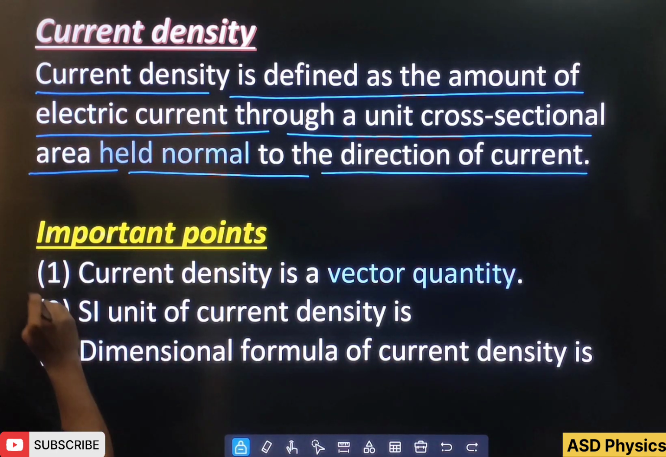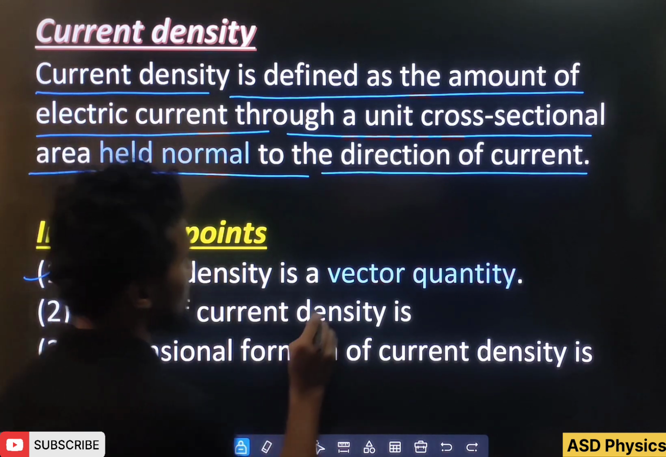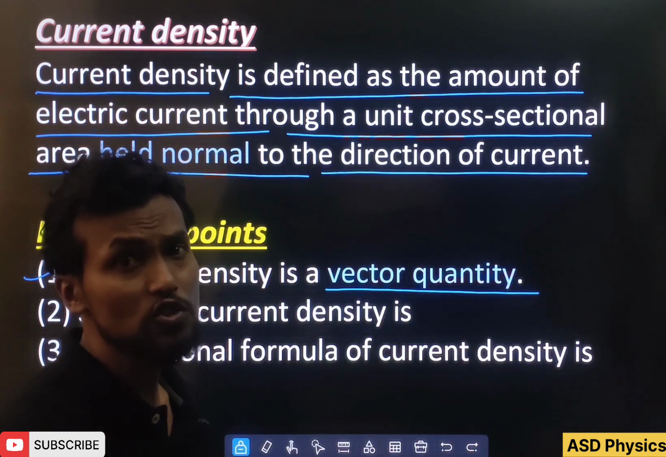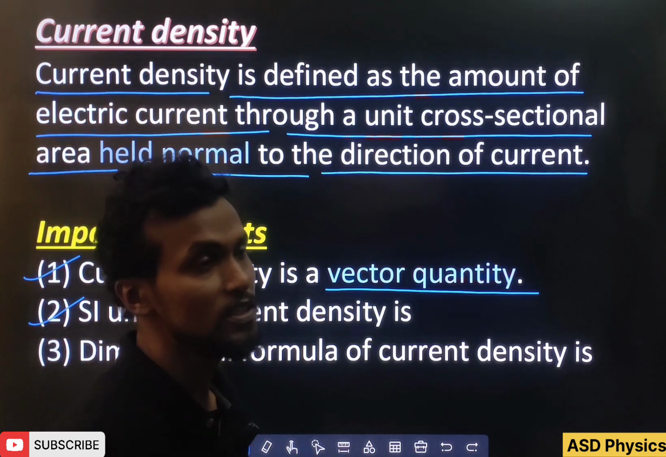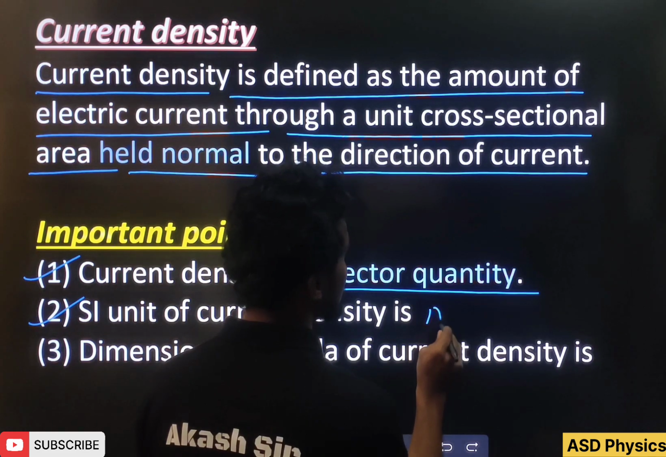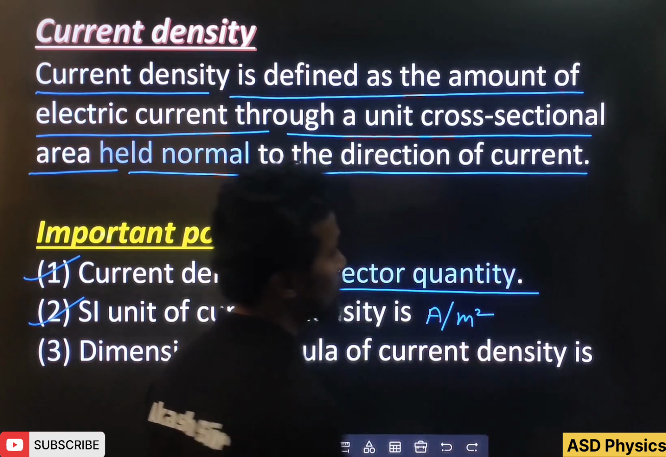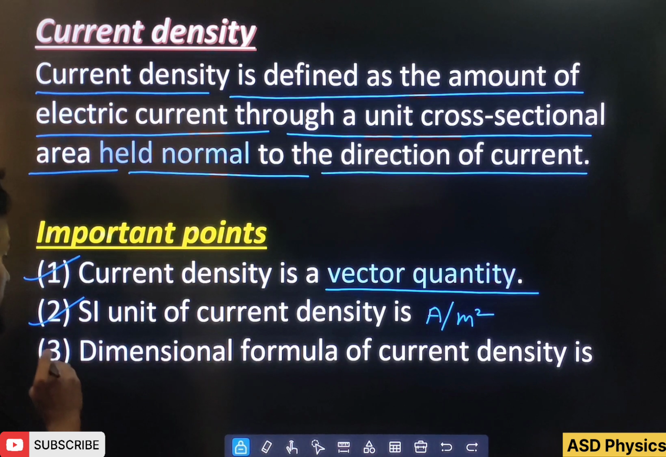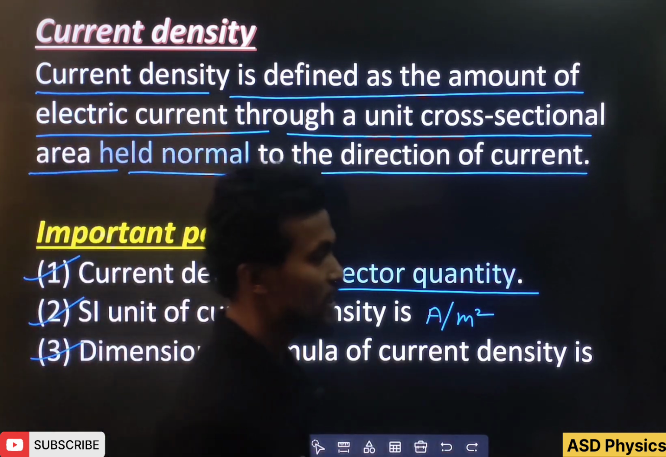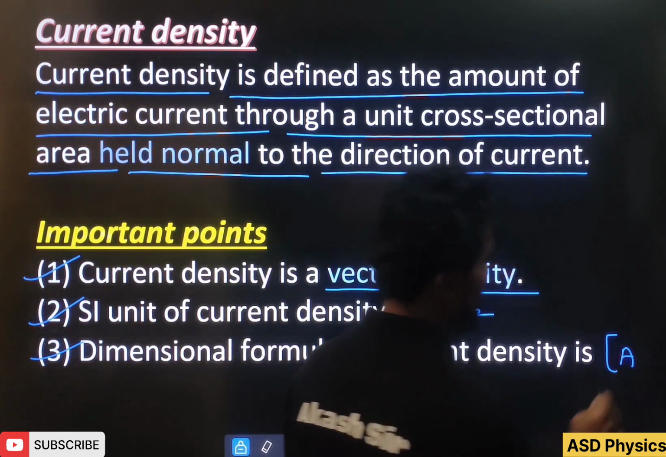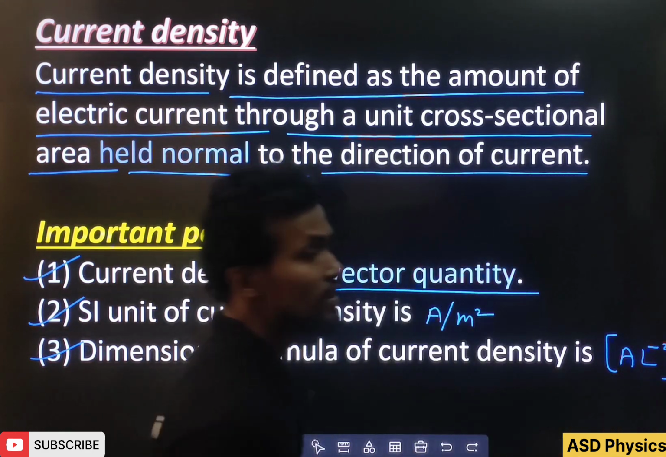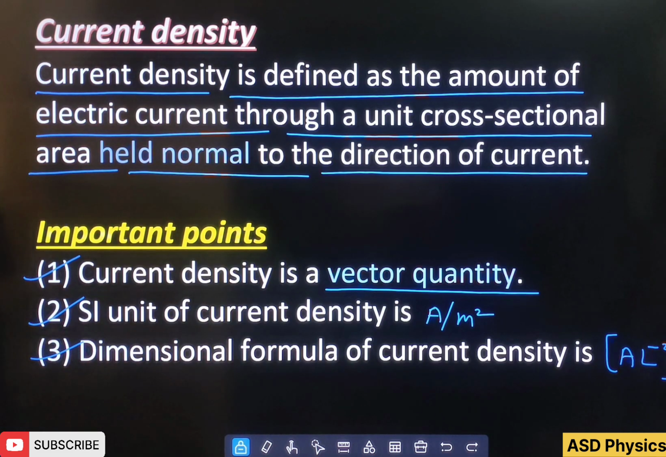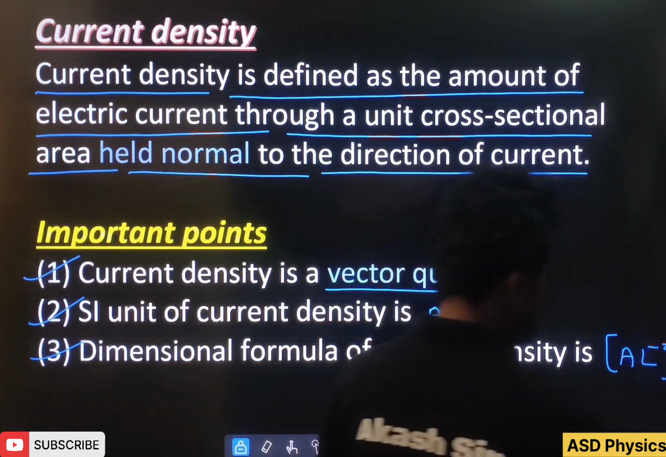Under the important points, the first one, as I have told you, the current density is a vector quantity. After that, the SI unit of current density: current per unit area, that means ampere per meter square. Then the dimensional formula: current is A, and per meter square means L power minus 2, so A L^-2. Students, you have to remember this. Very important: current density is a vector quantity. Now we are going to see it in detail.